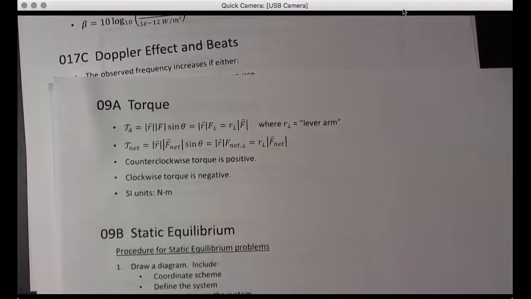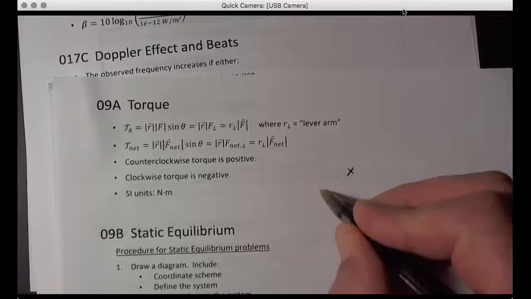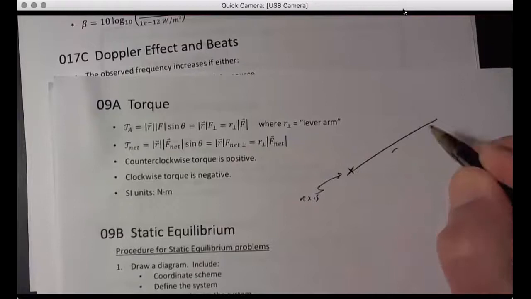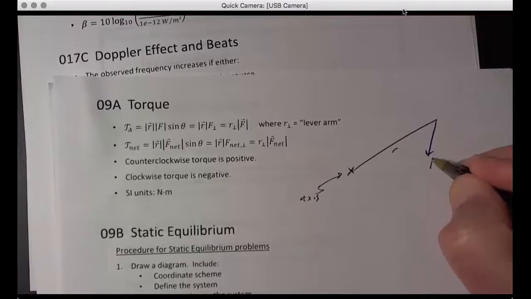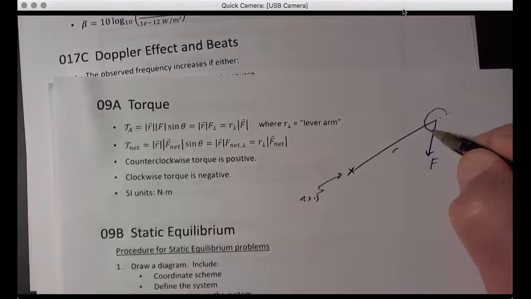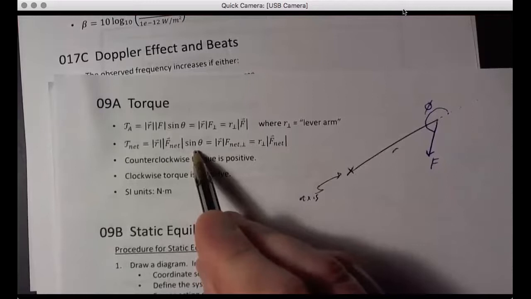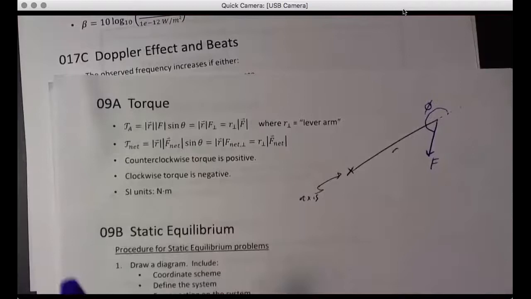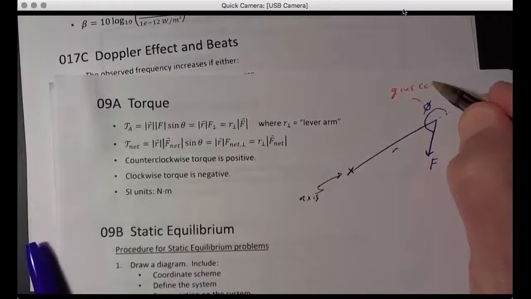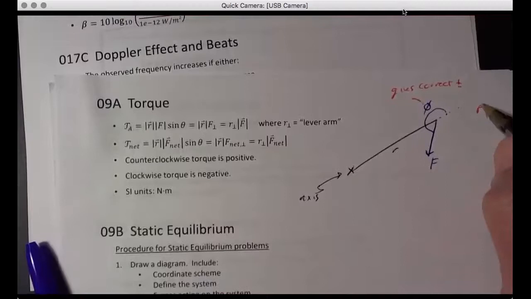Okay, if you have an axis here and you have a lever arm, length R, and you apply a force, then you can extend this out and call this phi, and then you plug into this equation and you get the right plus or minus. Right? And so this gives the correct plus and minus. Counterclockwise is plus, clockwise is minus.